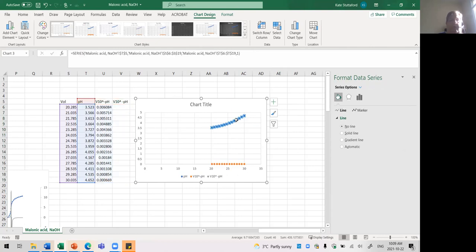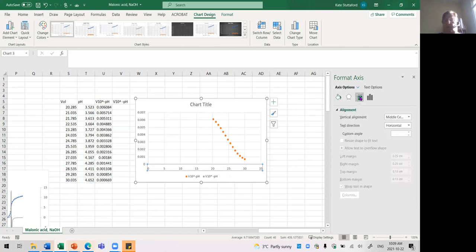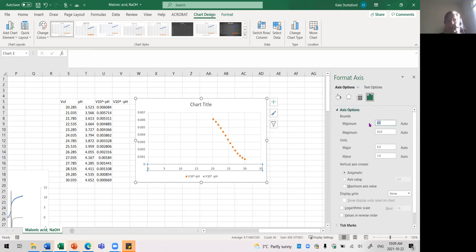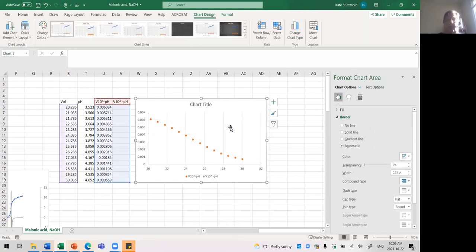The first thing here, this is the pH. We don't want that one. We want this one. So there's our Gran plot. And what I'm going to do is format the x-axis, because I don't need all this extra space below 20 milliliters. There we go. Axis options. I don't need the minimum to be 0. The minimum can be 20, and that's going to spread my points out. That looks better. Okay. And I'm going to take the grid lines out because they annoy me.